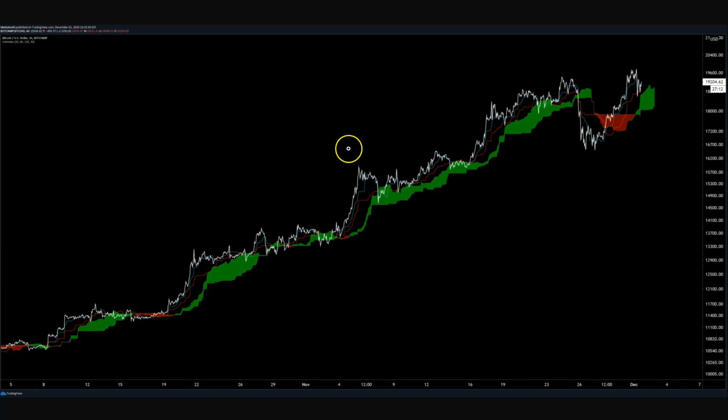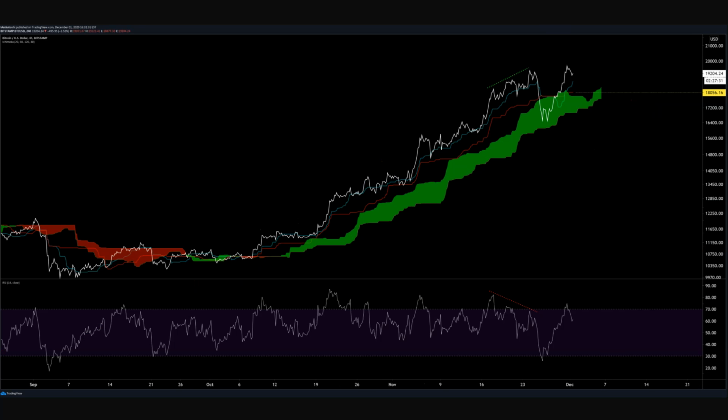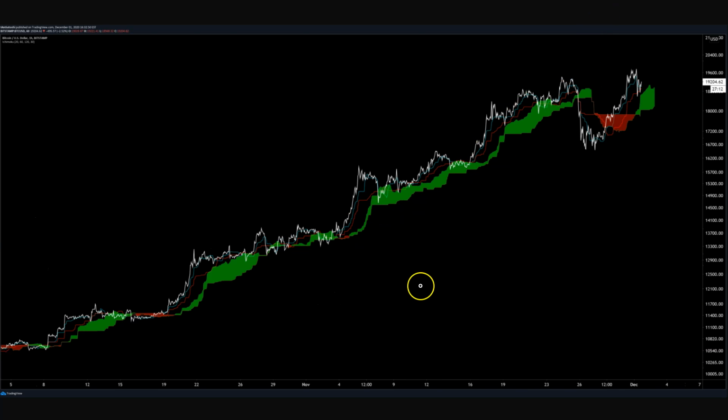One other thing I'll say about figuring out line of best fit for trend, clearly on the hourly, if we go from the 4 hour where it's nice and tidy, we're above the cloud, to the hourly where we are in and out of the cloud over and over again, we are in and out of the TK lines over and over again. It looks like a mess, right? This is not something you want to trade.